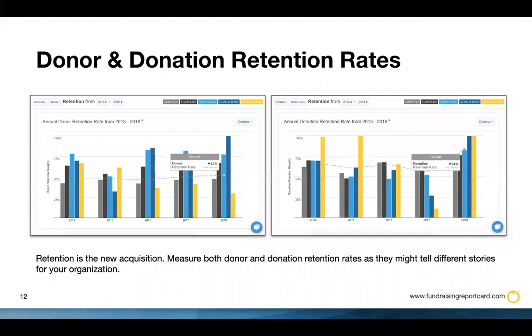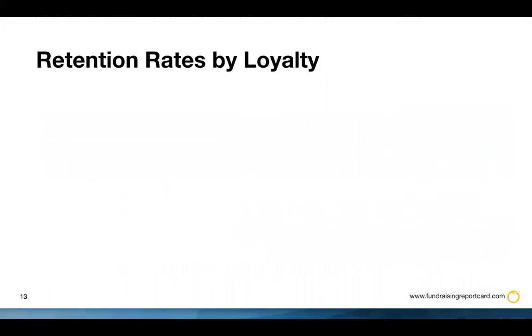You've got to measure retention rates. And this applies whether it's a direct response program or a major giving program or a mid-market program or a monthly sustainer program. Heck, you could even apply this to event fundraising, to corporate and foundation fundraising. Retaining those donors is critically important to your success.